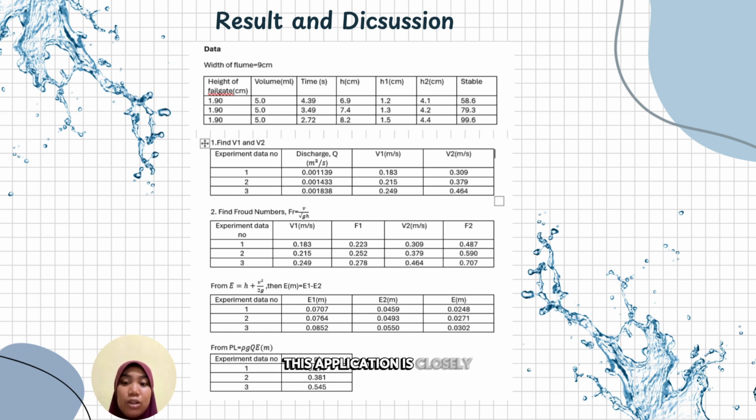This application is closely related to Sustainable Development Goal 9 (SDG 9). By understanding how a hydraulic jump dissipates energy, engineers can design more efficient, durable and resilient water infrastructure. Better hydraulic design helps reduce maintenance costs, improve long-term performance and support sustainable water management for a growing community.